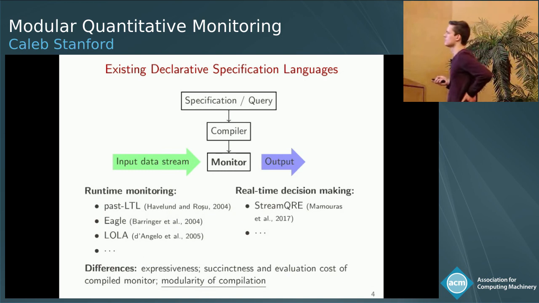And they differ in a number of ways. And in particular, they may not be adequate in a number of ways. So one thing you can look at is the expressiveness of these languages. Some languages do not allow you to express quantitative properties, if you're interested in monitoring quantitative properties, like for example in the heart example. They may differ in the succinctness of the compiled code or the evaluation costs of the compiled code, which are related usually. Usually, if your code is more succinct, in this setting, it's also more efficient to evaluate. And then finally, they may not offer modularity of compilation, which I'll describe what I mean by that on the next slide.